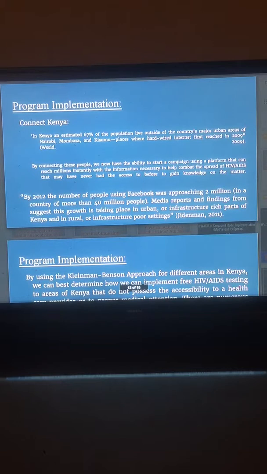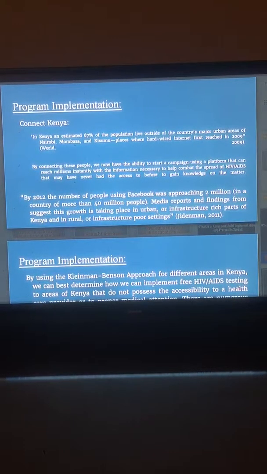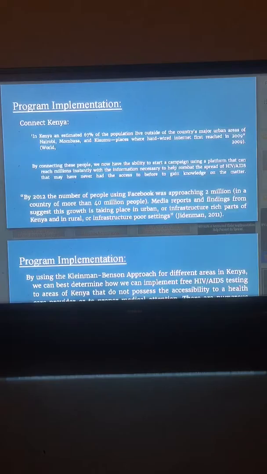My program implementation would be to connect Kenya to hardwired internet. Connecting these people would give them the ability to start a campaign using a platform that can reach millions instantly with the information necessary to combat the spread of HIV/AIDS. In 2012, the number of people in Kenya using Facebook was approaching 2 million in a country of more than 40 million. And as the infrastructure and the economy grow, we're seeing an expansion in the ability to provide this hardwired internet.